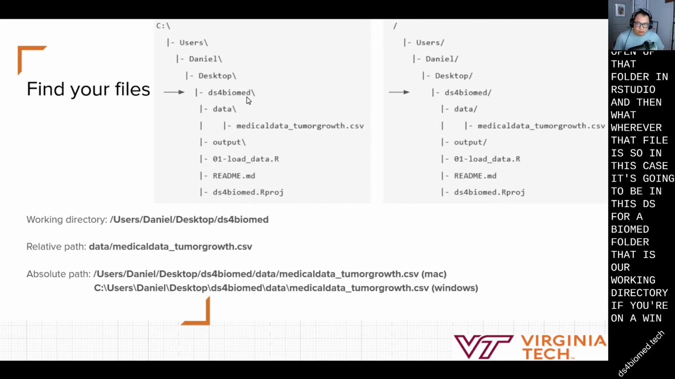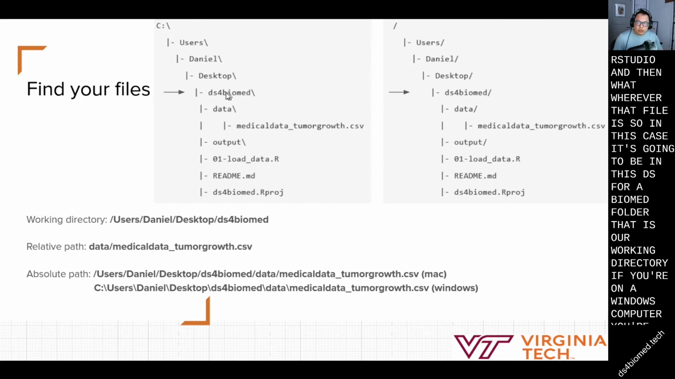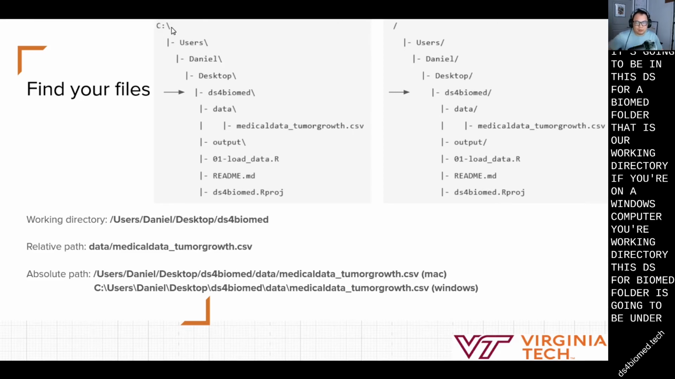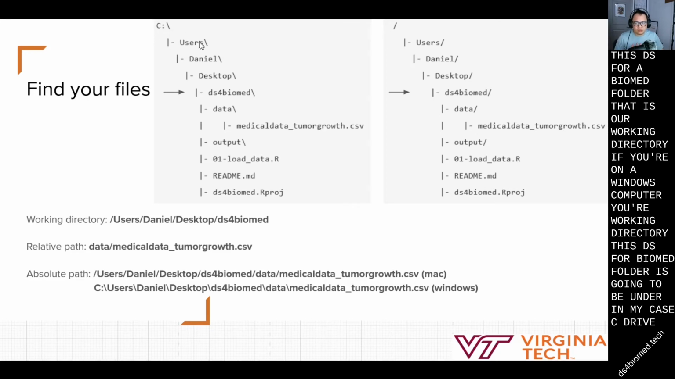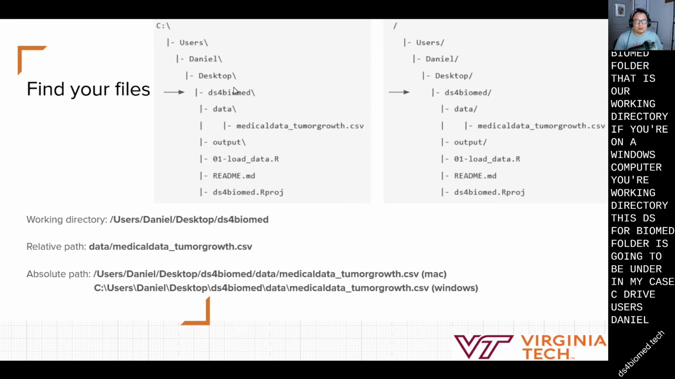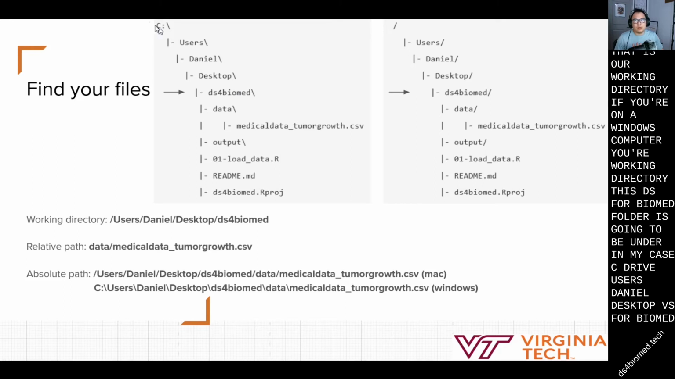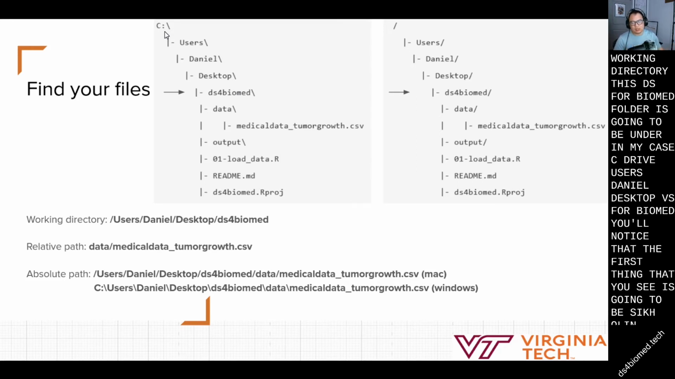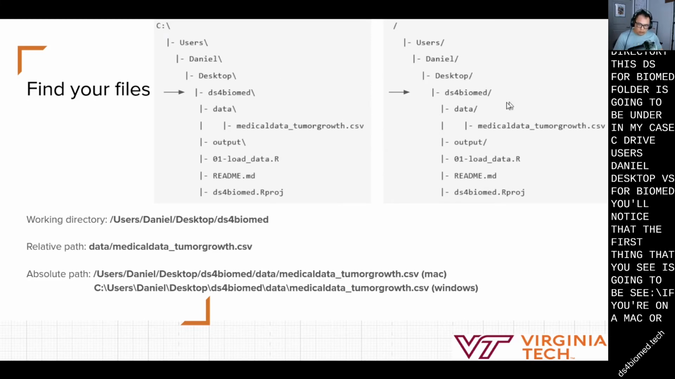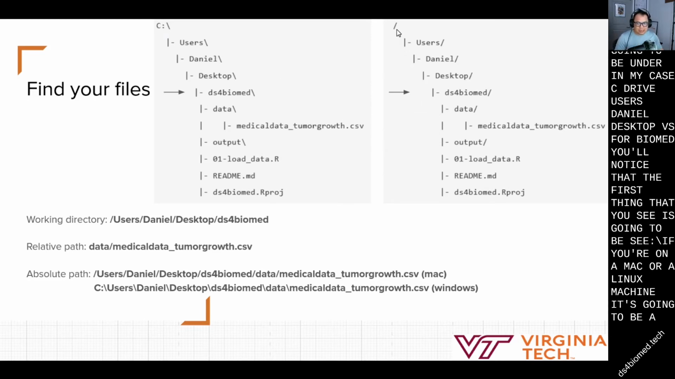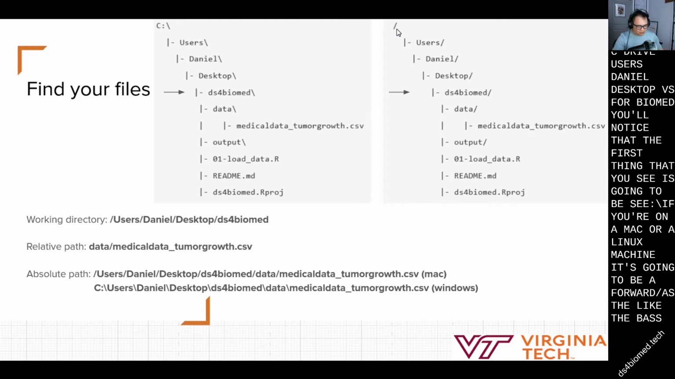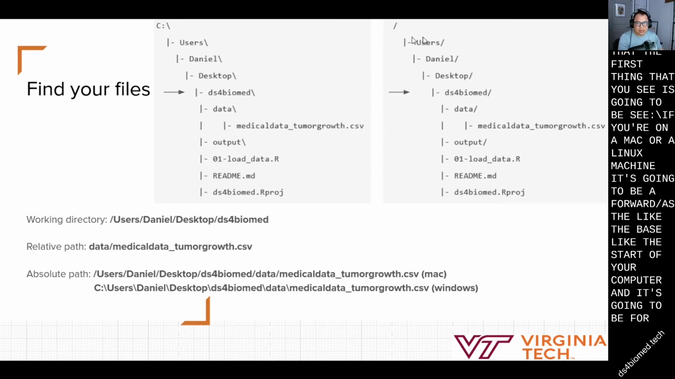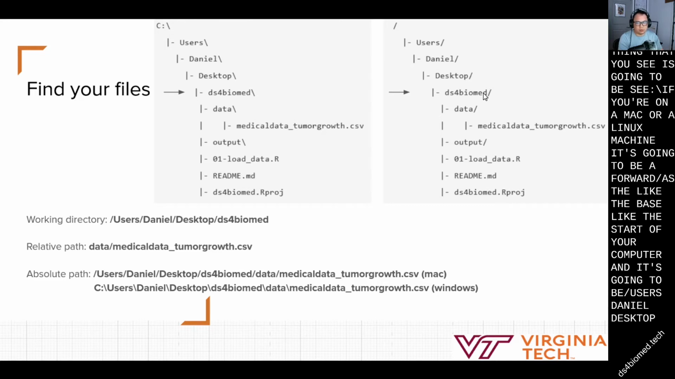If you're on a Windows computer, your working directory, this ds4biomed folder, is going to be under, in my case, C drive, users, Daniel, desktop, ds4biomed. You'll notice that the first thing that you see is going to be C:\. If you're on a Mac or a Linux machine, it's going to be a / as the base, the start of your computer, and it's going to be /users, Daniel, desktop, ds4biomed.